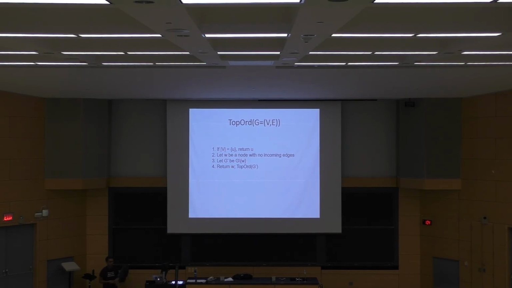So let's see how this runs on this example that we had before. If you look at this graph, which is a vertex with 0 incoming edges?